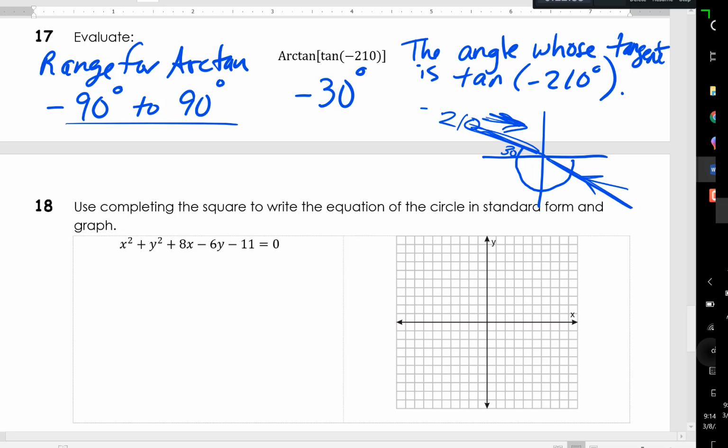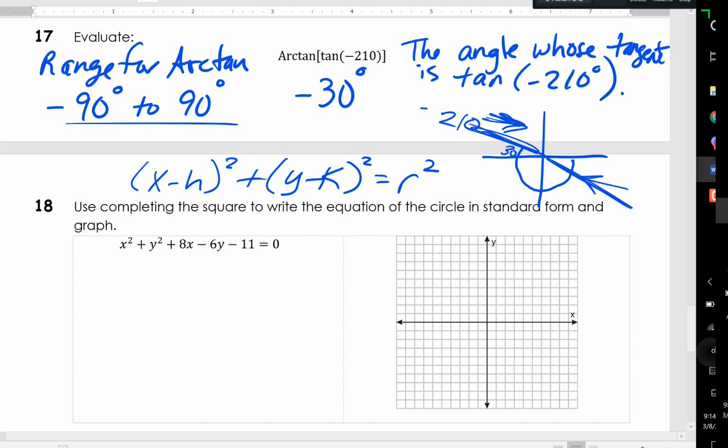All right, number 18, you need to use completing the square to write the equation of a circle in standard form. All right, remember that the equation of a circle is x minus h squared plus y minus k squared equals r squared, where h, k is the center of the circle and r is the radius. All right, so you have to get this equation into that form, and to do that you use completing the square.